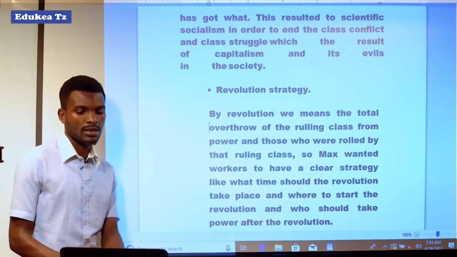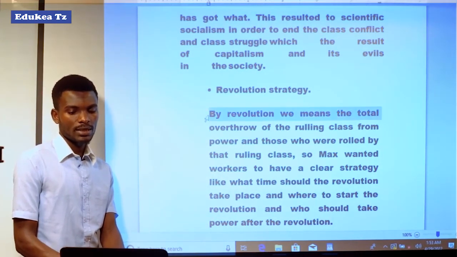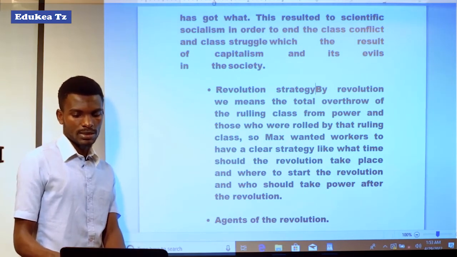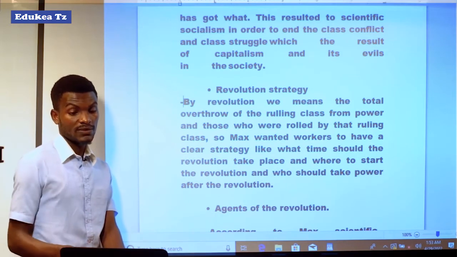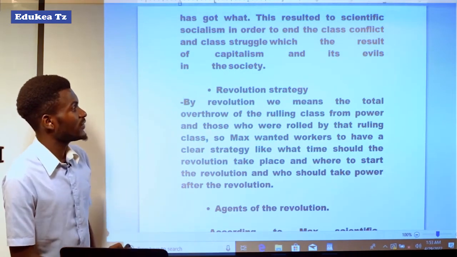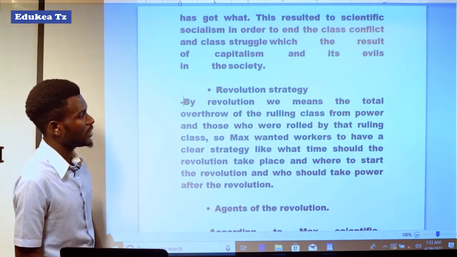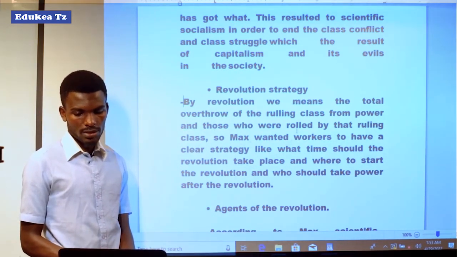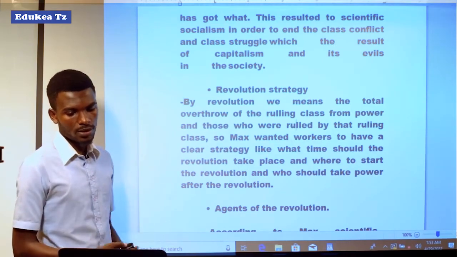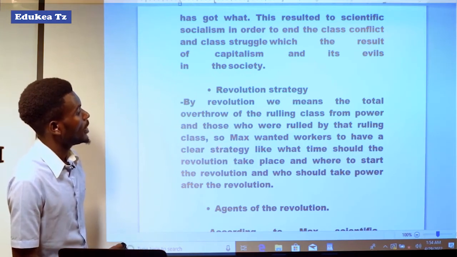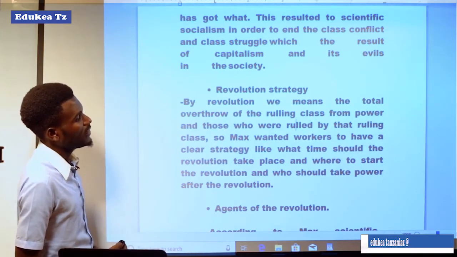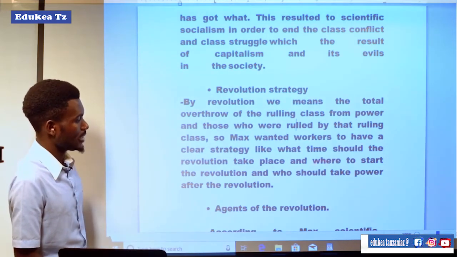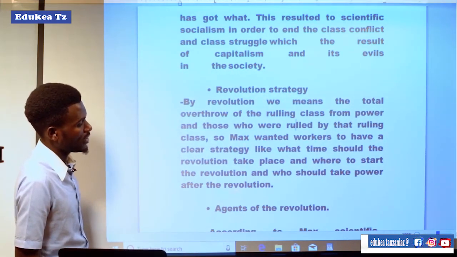That was principles number 2 and 3. So let us see principle number 4 of scientific socialism: revolutionary strategy. By revolution, we mean the total overthrow of the ruling class from power by those who were ruled by the ruling class. And we ask where to start the revolution, and who should take power after the revolution.